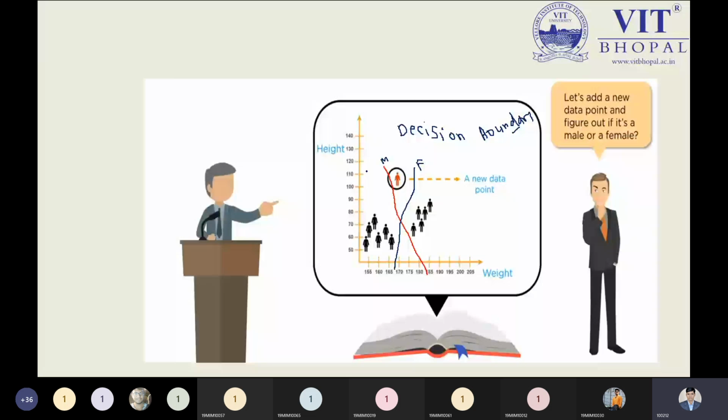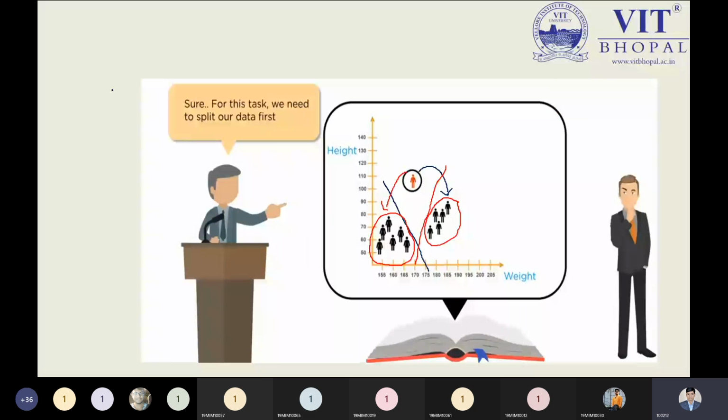Let us understand with this example. For this task we need to split our data. If I'm choosing this one, then we can say it is female. If I'm choosing this one, then we can say it is male. It can be male and it could be female, so it depends on the decision boundary, because it is a line.